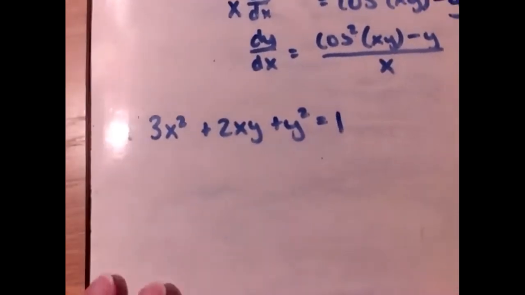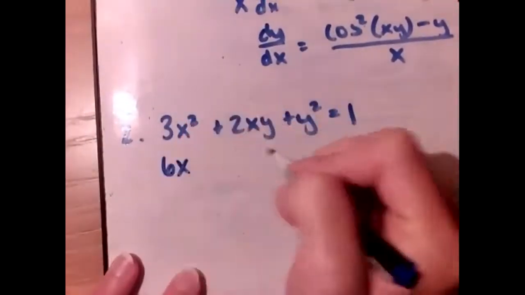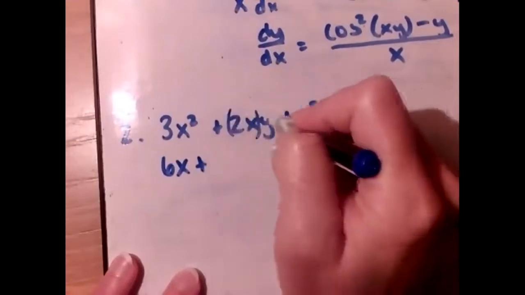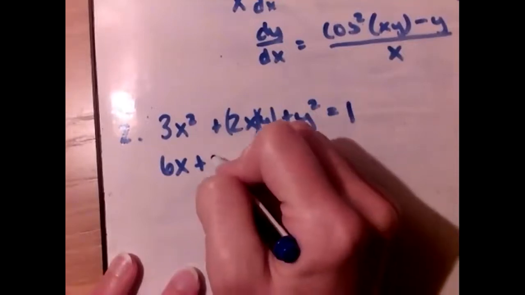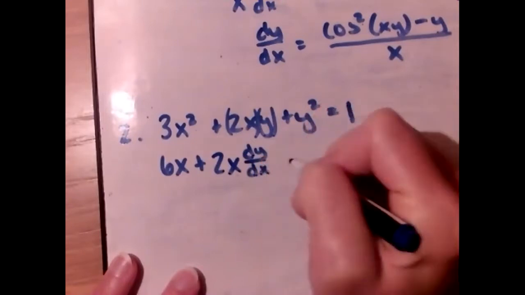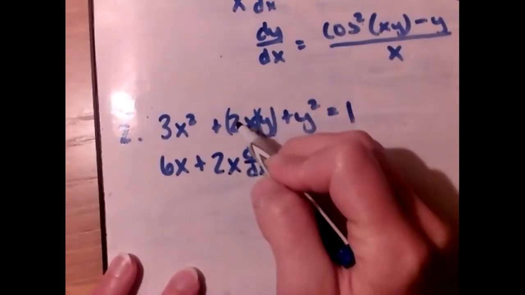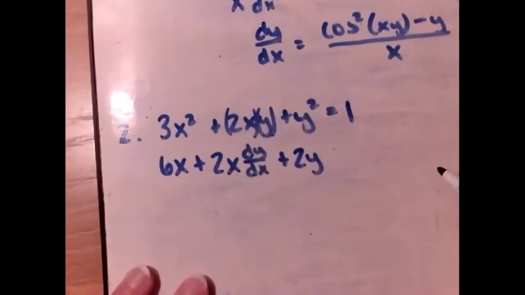All right, so here was the next one. Derivative of 3x squared will give us 6x. This again is going to be a product rule. The first thing will be the 2x and the second thing will be the y. So that will be first times derivative of the second plus the second thing would be y, and then derivative of the first would just be 2. So 2y.